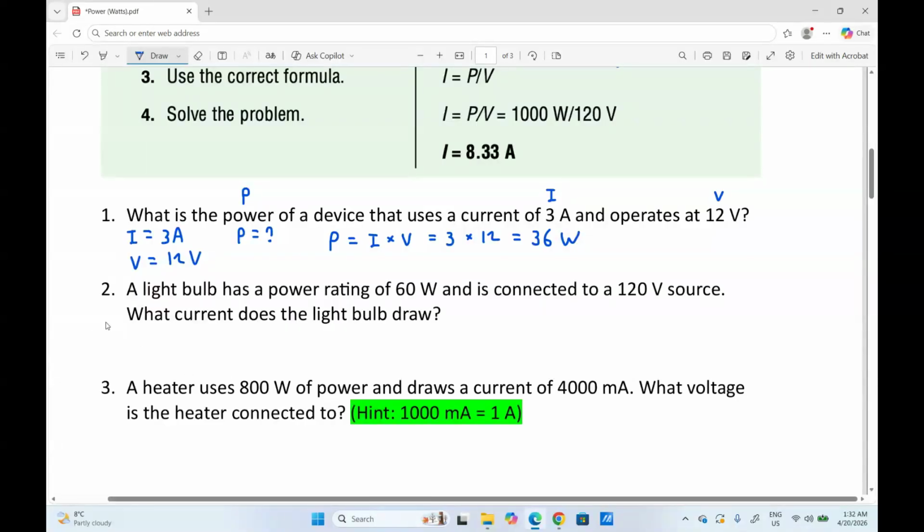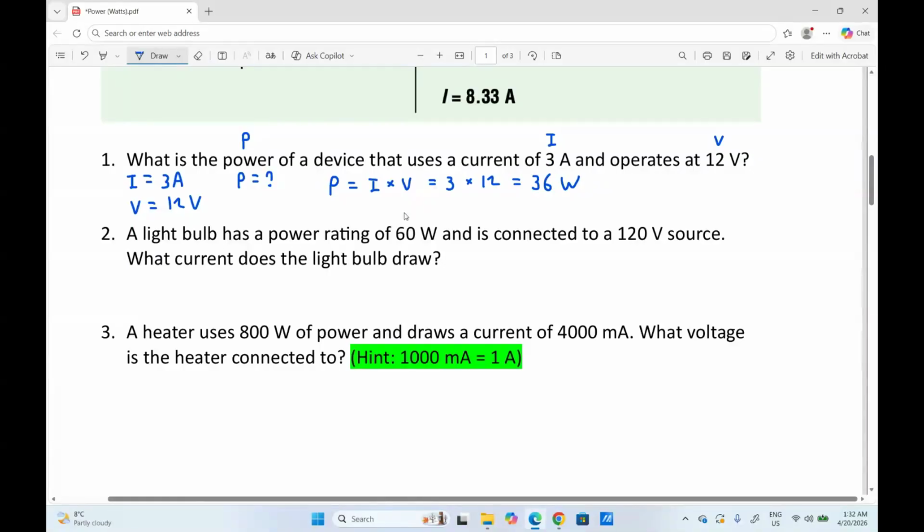Now for question 2, it says a light bulb has a power rating of 60 watts. So I know that's my power. And it is connected to a 120 volt source. So that's my voltage. And what is the current? So what current does the light bulb draw? So I'm looking for current.